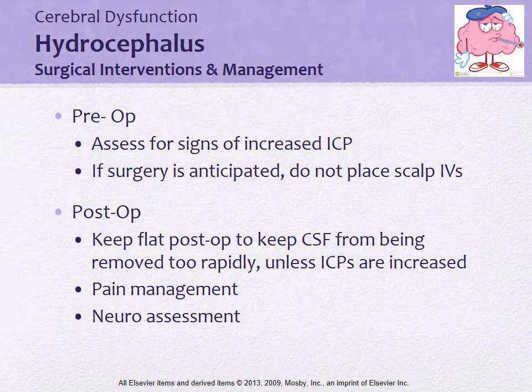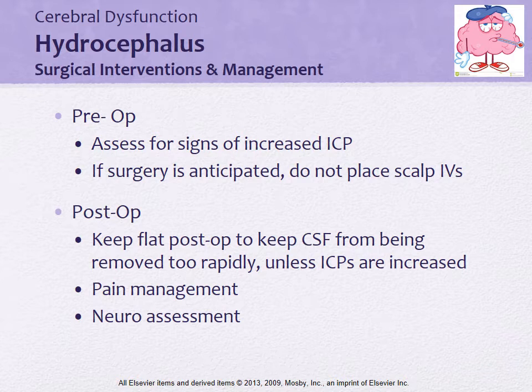So especially if this is their first shunt, you want to make sure that they're flat because their body has adjusted to that increased ICP all the time. They're used to having all that CSF, that increased ICP. Just like if you have hypertension and a heart defect, you've got to watch out because you may have rebound hypertension, or the body will continue to have hypertension because it's adjusted to that. That's its normal. So when you're putting a shunt in, you want to keep them flat post-op to keep the CSF from draining too rapidly.